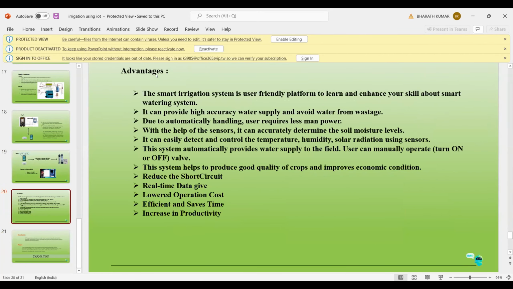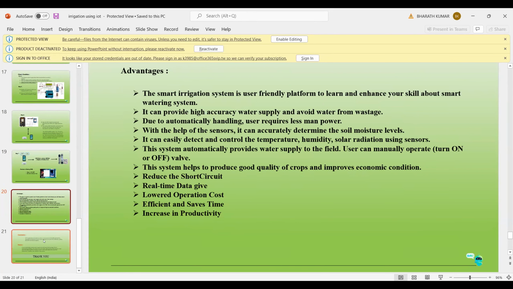The major advantages: the smart irrigation system uses a user-friendly platform to learn and enhance your skills about smart watering systems. It can provide a high-accuracy water supply and avoid water wastage. Due to automatic handling, it requires less manpower. It helps reduce hardship for the farmers. It helps improve the quality of crops and the economic condition, improves efficiency, and saves time.